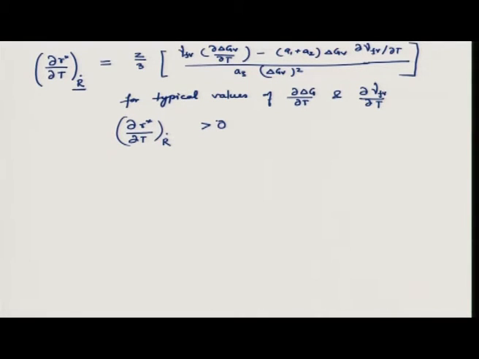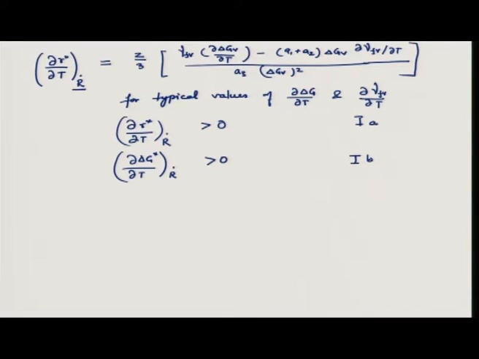Okay. Similarly, if we calculate this delta G star, which was the energy barrier for a nucleus to be stable, with respect to temperature, and again this is at constant deposition rate, this will be greater than 0. Okay. So, let us call it 1A and 1B.